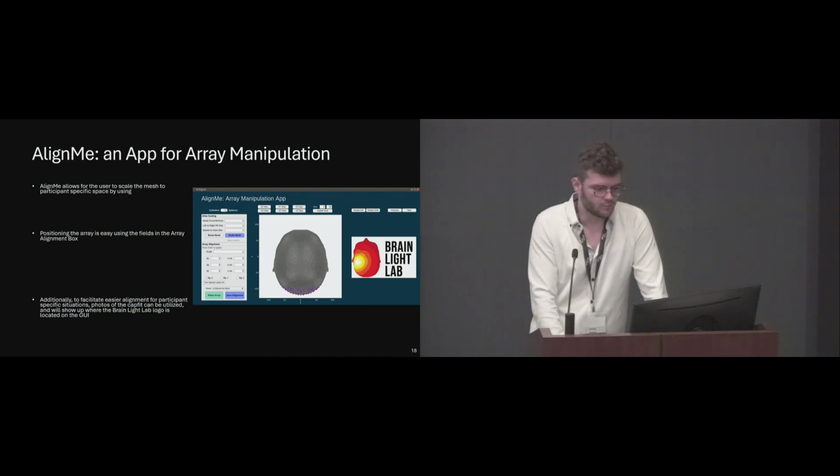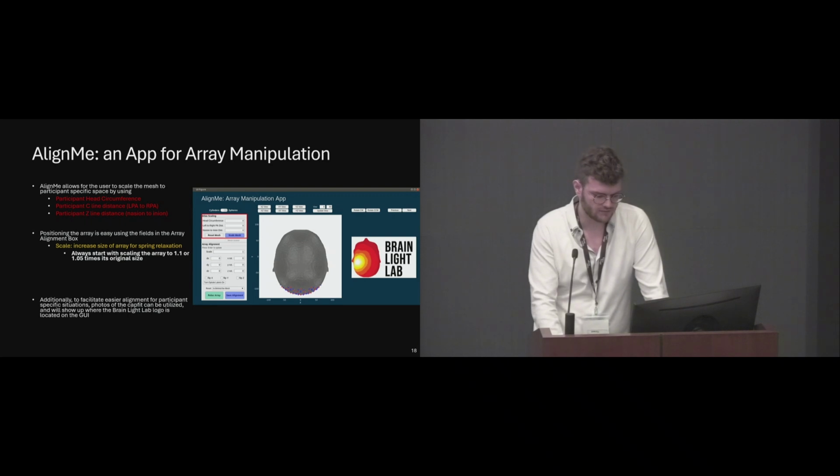So, a brief overview on the GUI's face. We allow for atlas scaling through this top box highlighted in red. Head circumference, C-line, and Z-line distance are our metrics that we can use here. You can use any combination of them for your usage. We also have the positioning box, which we start with the scale, which increases the size of the array, and this is super useful for spring relaxation.